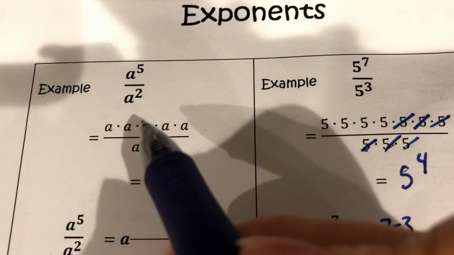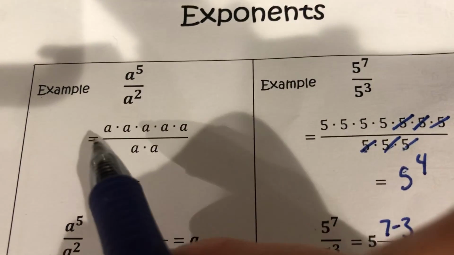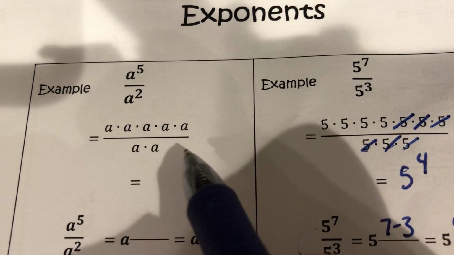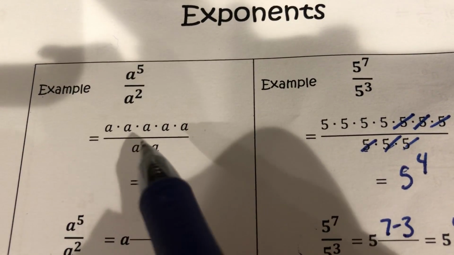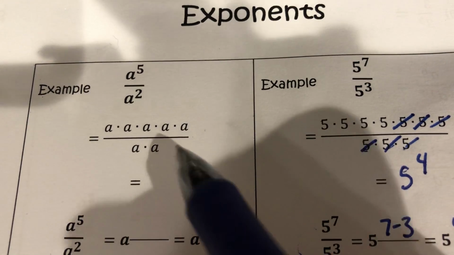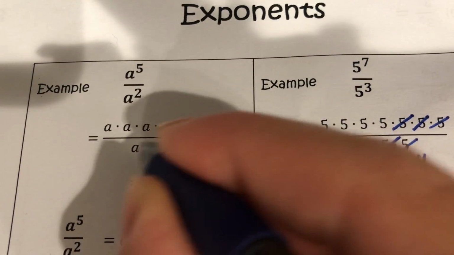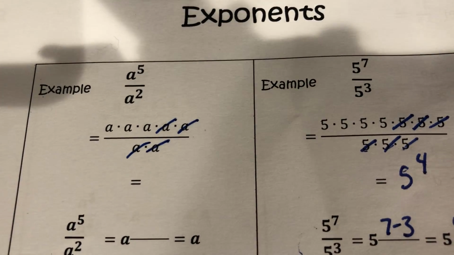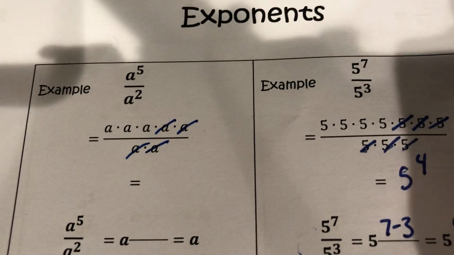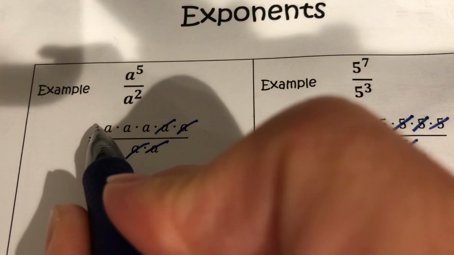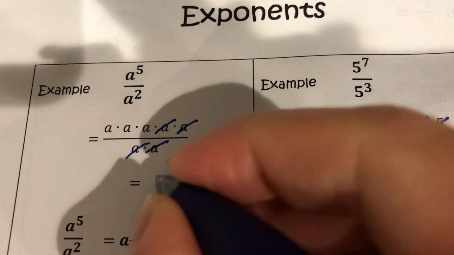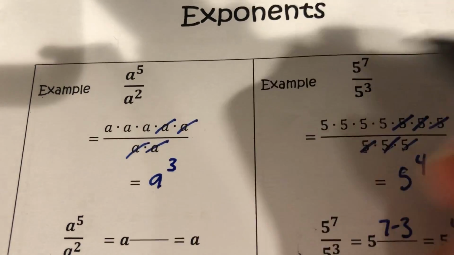Over here I have a to the 5th over a squared, and I can rewrite it as a times a times a times a times a, divided by, using the division property, a times a. So now I can just cancel out, cancel, cancel, cancel, cancel. Same thing on top, same thing on the bottom, I can cancel out. And I'm left over with a times a times a, and that is a to the 3rd.